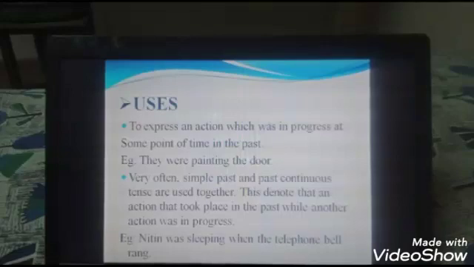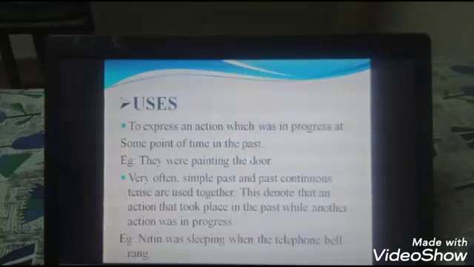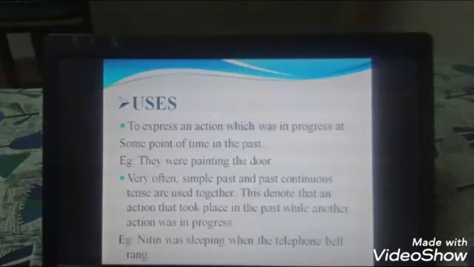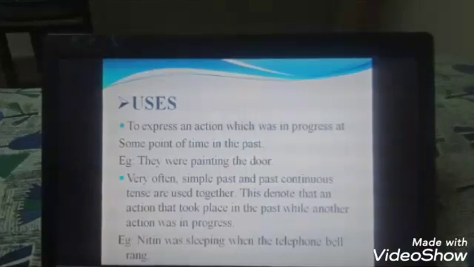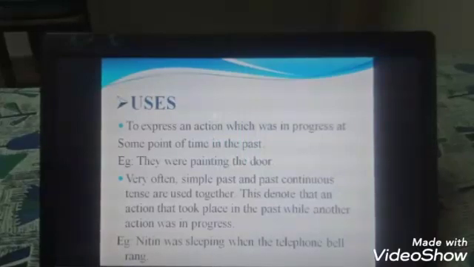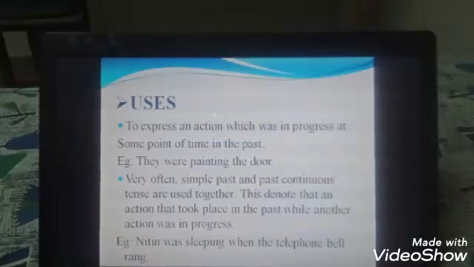The next use is, very often simple past and past continuous tense are used together. This denotes an action that took place in the past while another action was in progress. Okay, when one action was in progress, another action took place. For example, Nitin was sleeping when the telephone bell rang. Okay, so what was in progress? Sleeping was in progress. At that time, the telephone bell rang. Hope that is clear. Now, let's move on to the next one.